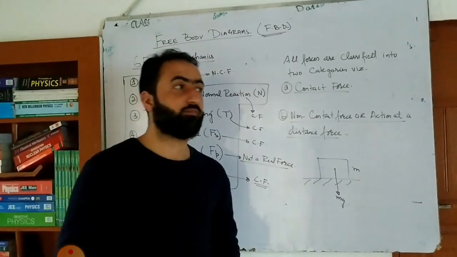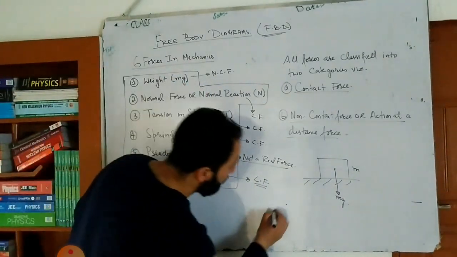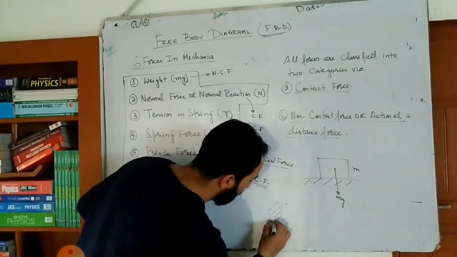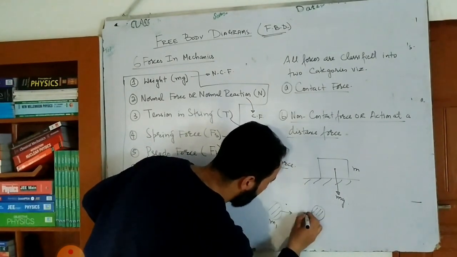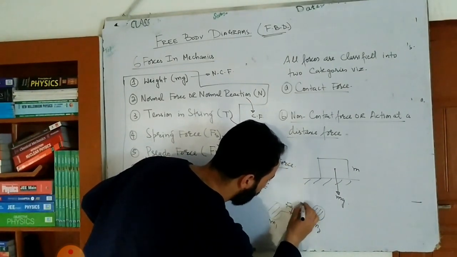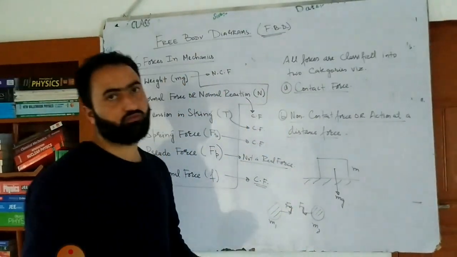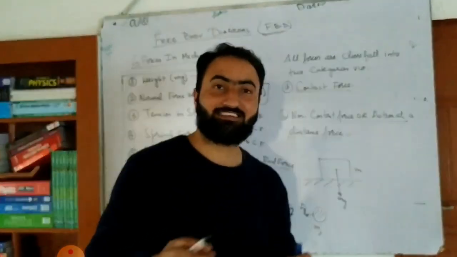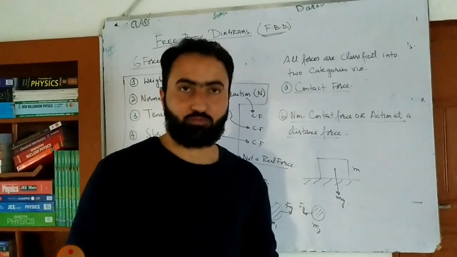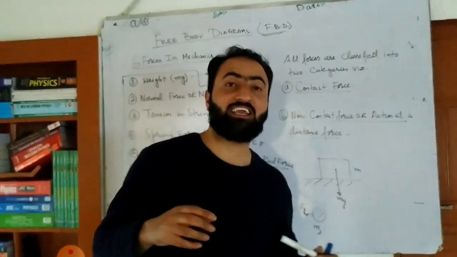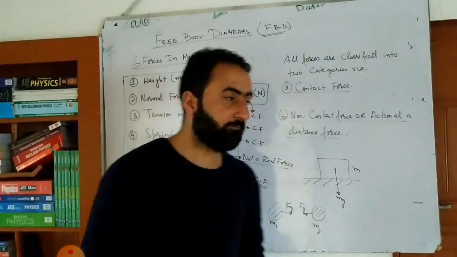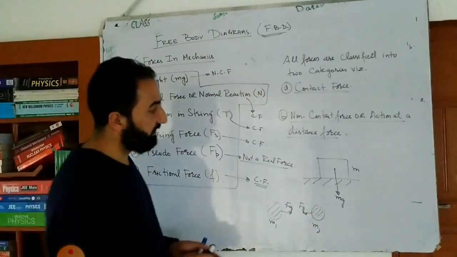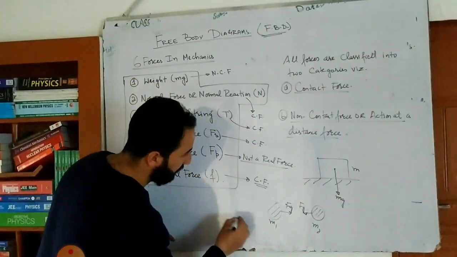In the same way, for example, there is a gravitational force between two different bodies. This is m1, this is m2. The two objects will attract each other by a force called gravitational force, and this gravitational force is a non-contact force. There is the sun and there is the earth. They are millions of kilometers apart, but still they exert a force on each other, implying that force is a non-contact force.